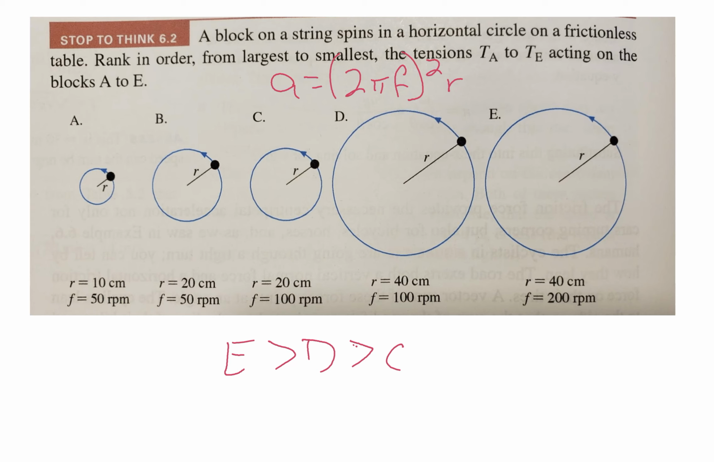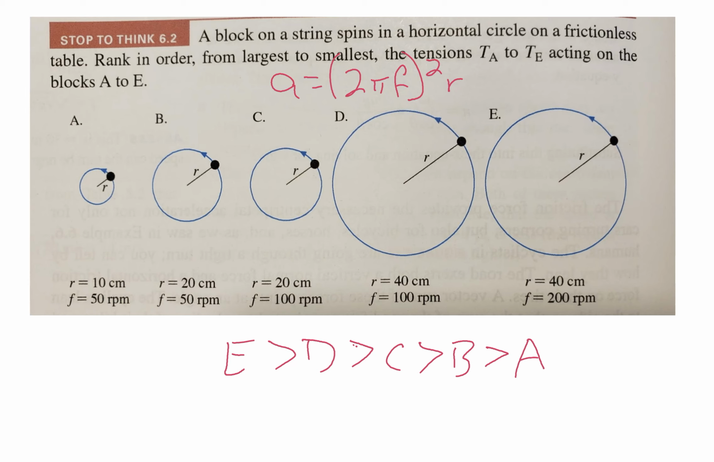And then we go from there, what's left over? Well, B has the biggest radius that's left. Even though it has the same frequency as A, it has a bigger radius than A, which means that B is going to be next, and that leaves A as the smallest tension. So it actually went in reverse order, E, D, C, B, A. So that's how you do that.